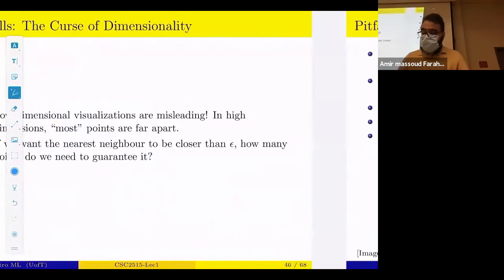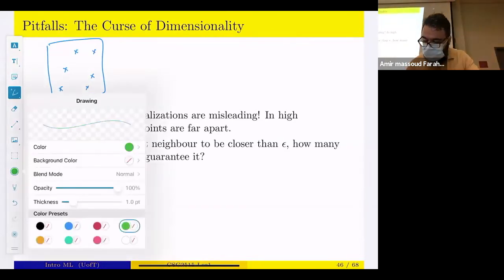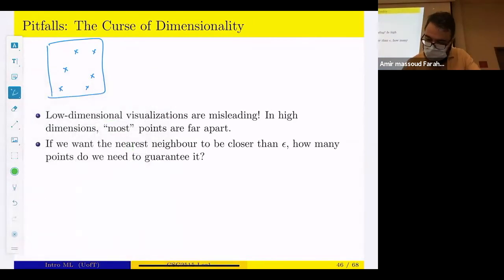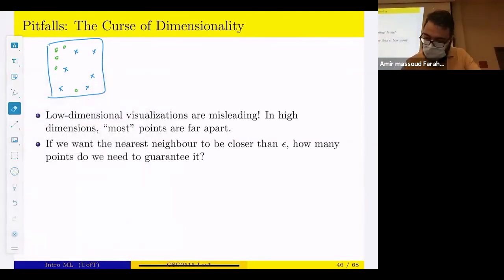So maybe a better way of visualization would be like this. Suppose, again, we have two-dimensional data, with x, and I have some other data points. If I have a query point here, I can expect to have good performance or good prediction when there are some other points in my neighborhood that are close enough to my query.